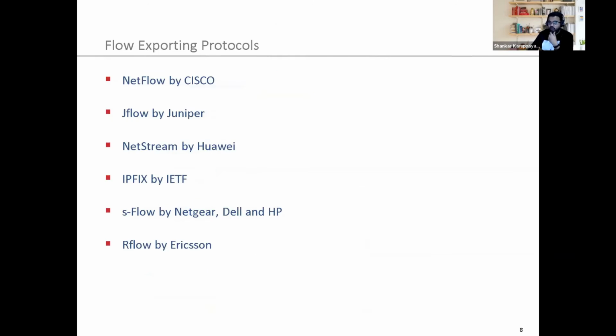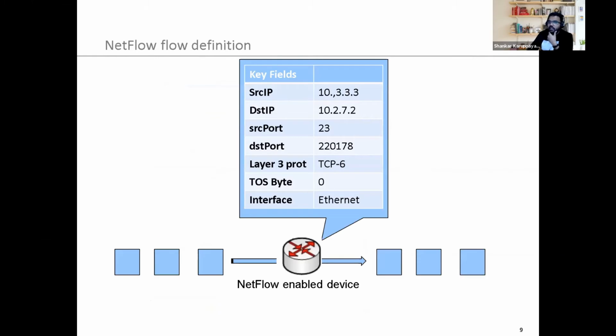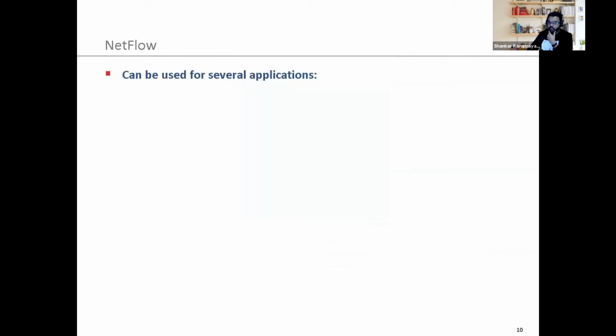And there are quite a number of protocols that can be used in order to generate flows. So you have NetFlow, you have NetStream, quite a number. You can refer to the slides if you're interested. And if you have a NetFlow enabled device, this is how a flow would look like. You have a source IP, source port, destination IP, destination port, what type of protocol is being used on layer 3, TOS, as well as which interface you saw this flow coming and going.